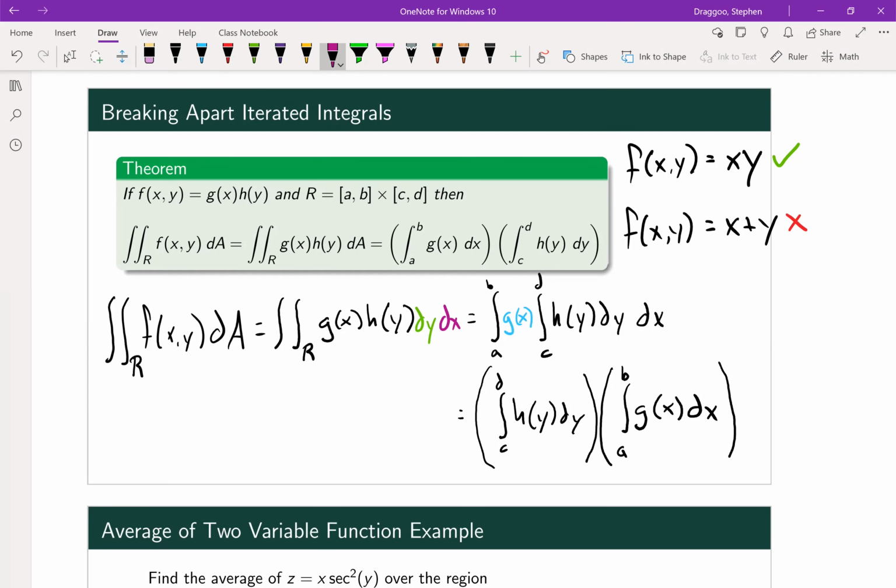So this step right here is what we did with Fubini's Theorem. As we said that we could separate out a double integral into a set of iterated integrals that cover whatever pieces we wanted, c to d for y, a to b for x. So that first step, again, we got from Fubini's Theorem.